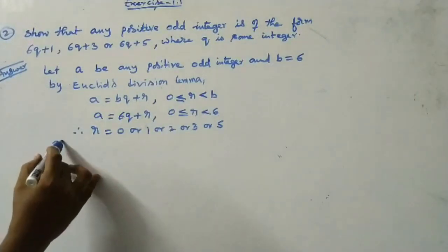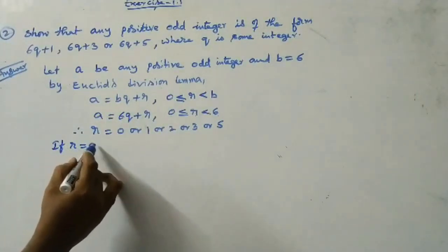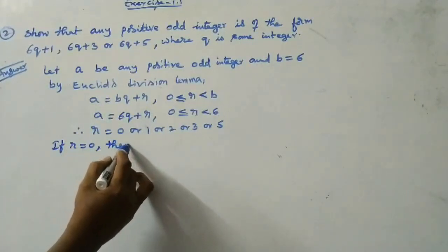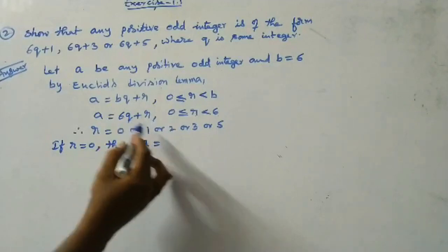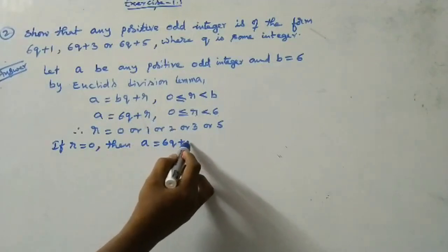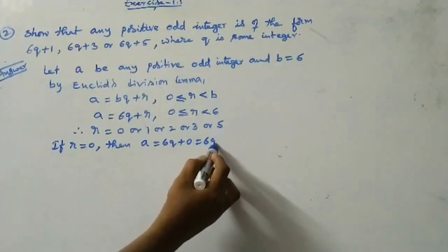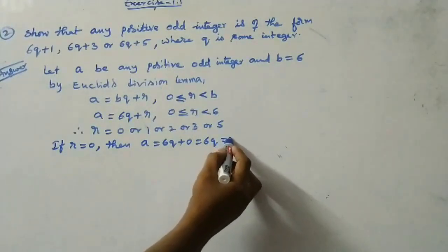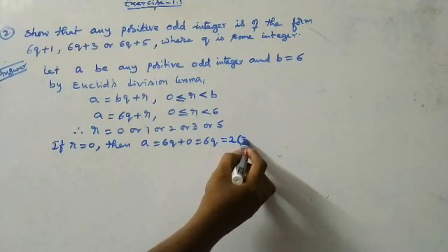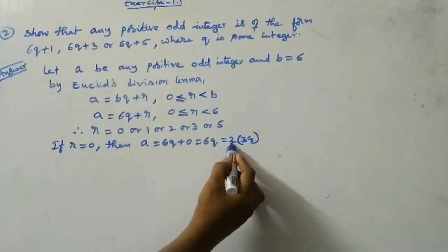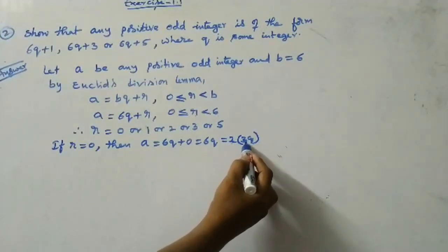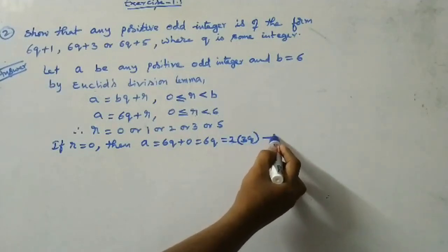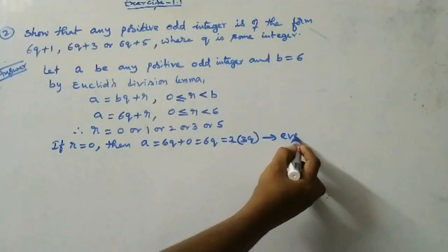Now we will observe one by one. What happens if r is equal to 0? If r equal to 0, then a becomes 6q plus 0, that is 6q. Here observe that in 6q we can take 2 as common, 2 into 3q, 2 into some integer. So it is divisible by 2, that means it is an even number.